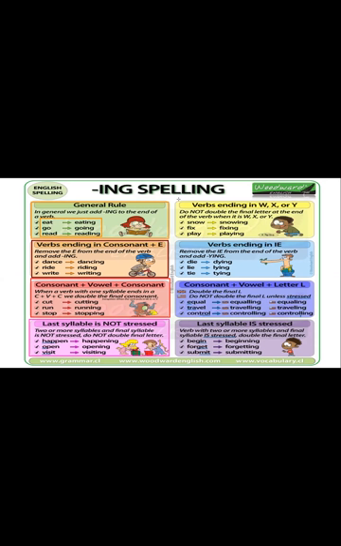Ok. Ahora, teníamos acá que cuando verbo, hay una excepción acá, verbos terminan en W, X o Y, do not double the final consonant. And W, X o Y. Cuando tengamos consonant, vowel, consonant, consonante.